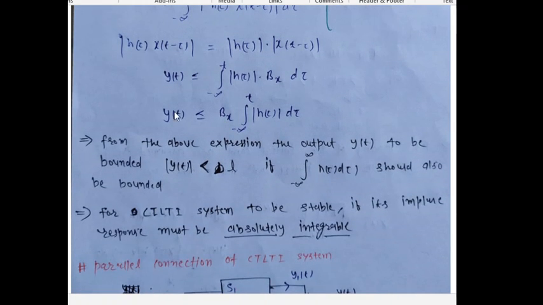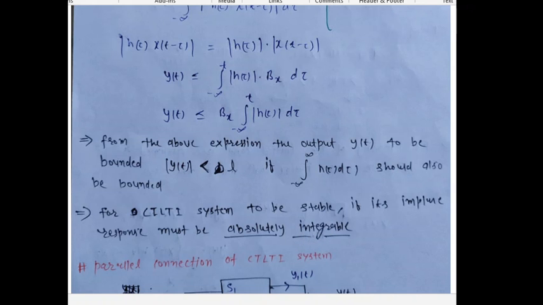From this equation we can say that the output is bounded if the integration from minus infinity to plus infinity of h(tau), or minus infinity to t of h(tau) d tau, is also bounded, or we can say absolutely integrable. So a continuous time system is stable if the impulse response is absolutely integrable.